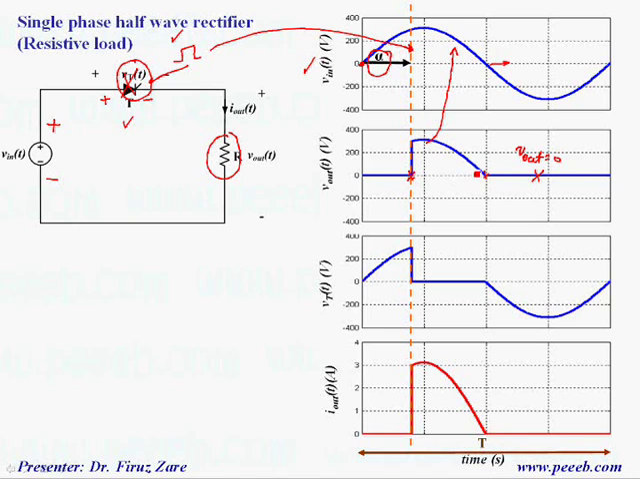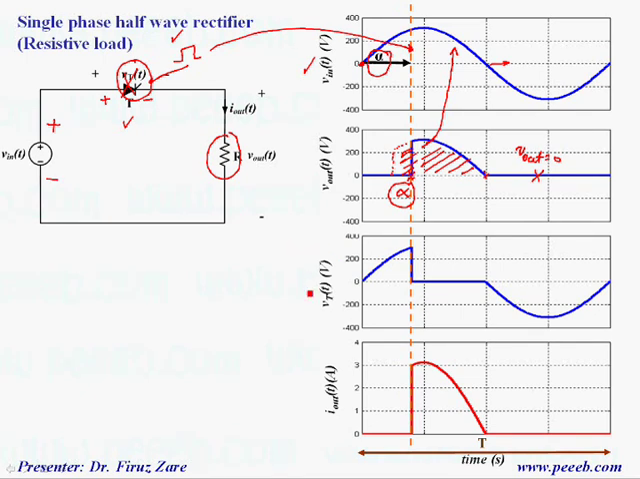So basically this is the output voltage. That means by changing this firing angle we may have different output voltage. If I change it to this firing time, then I can increase the output voltage. So by changing this firing angle I can control the output voltage.